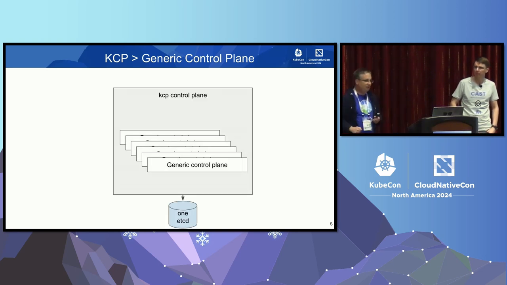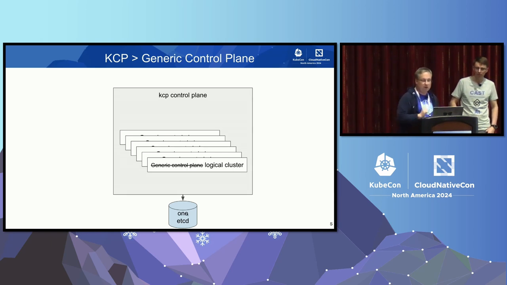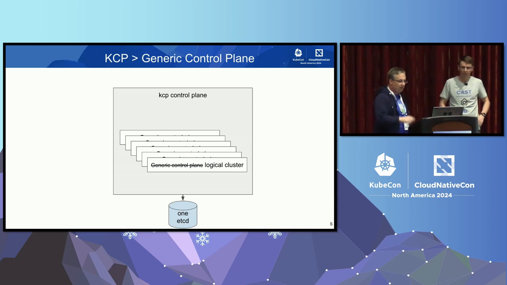You can check out the KCP repository, say kcp start, and you get that. In the beginning, there's just one generic control plane, but you can create many if you like to. And very important, there's just one etcd. Everything is hosted in this one binary, but you still have many control planes, and you can use them for multi-tenancy, for example. All of them are isolated. All of them have their own CRDs, completely independent. In KCP, we don't call them generic control planes. It's a long word, so we call them clusters.